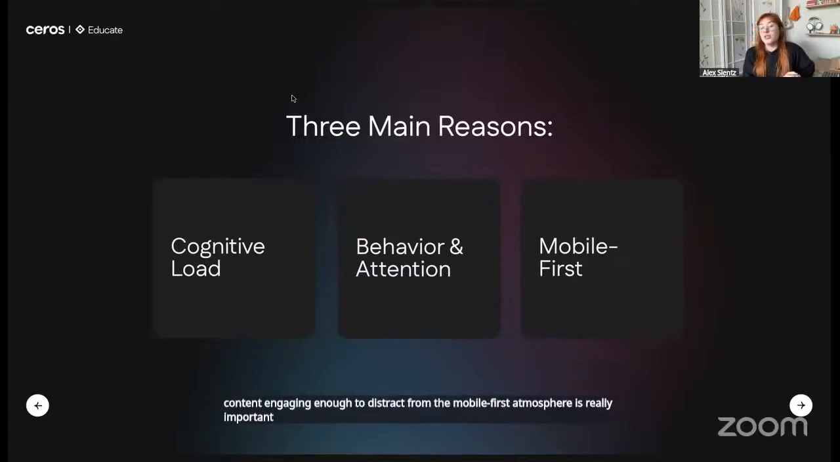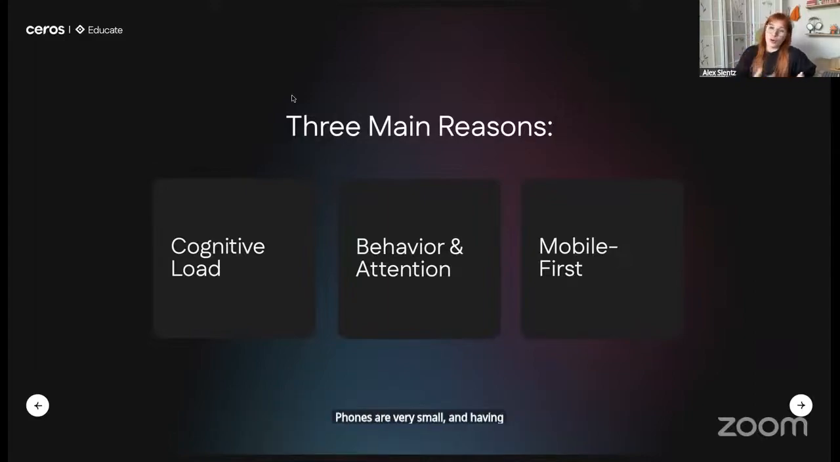And that includes limiting the amount of text that we have in our content. Phones are very small, and having big walls of text on a very small device is not going to keep people engaged. It's just going to take away from them. They're going to look to something else.